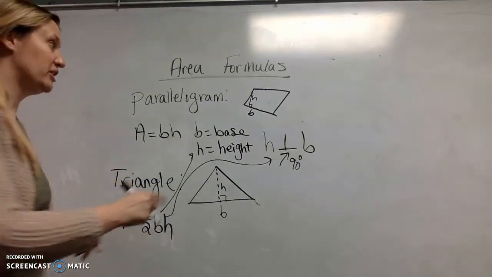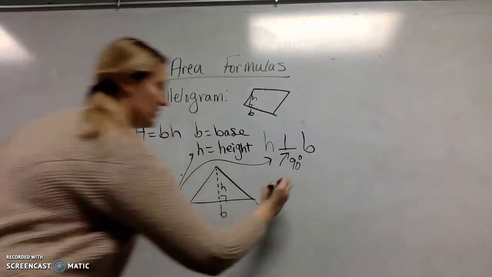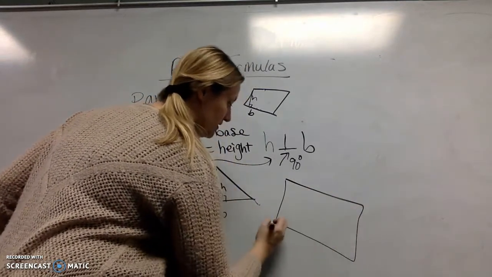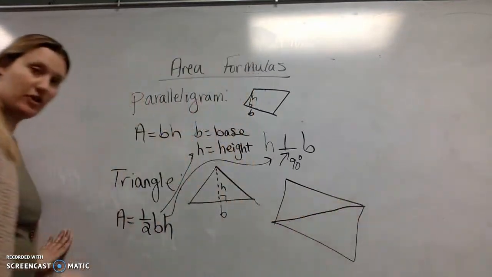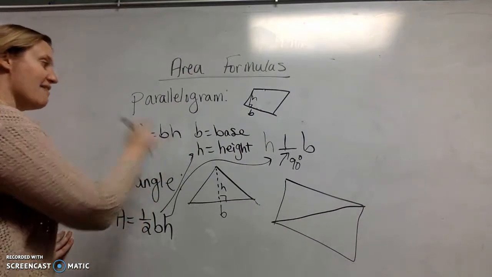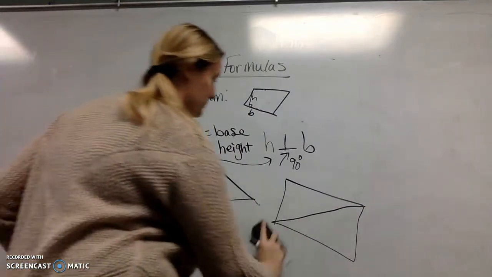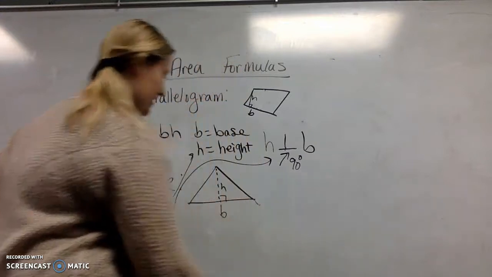Because if you think about it, a triangle is half a parallelogram. That's why its area is half that of the parallelogram. Okay, so that's why it's like that.